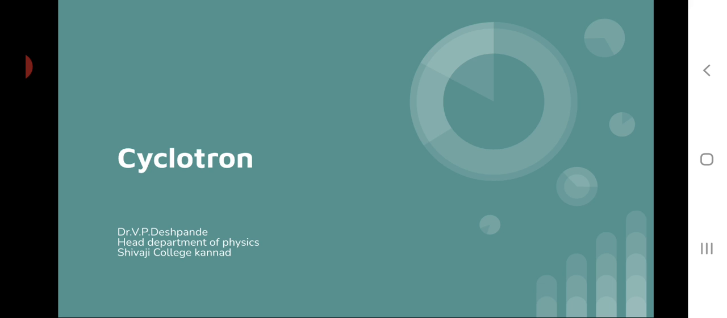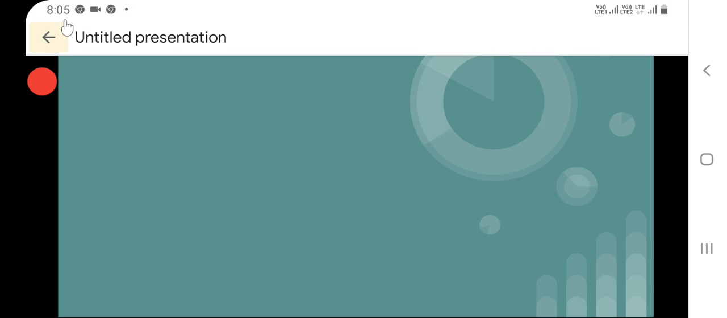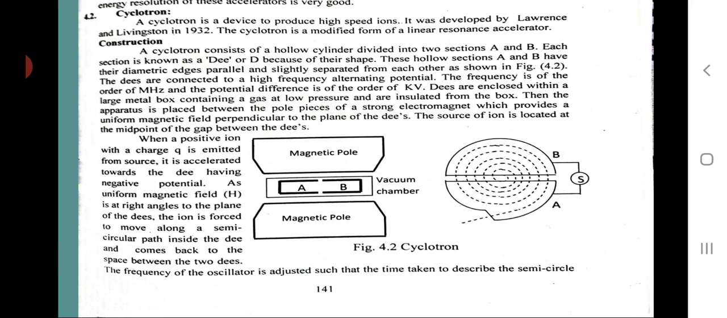Now, today we discuss the cyclotron. A cyclotron is a device to produce high speed ions. It was developed by Lawrence in 1932. The cyclotron is modified from the form of a linear resonance accelerator.